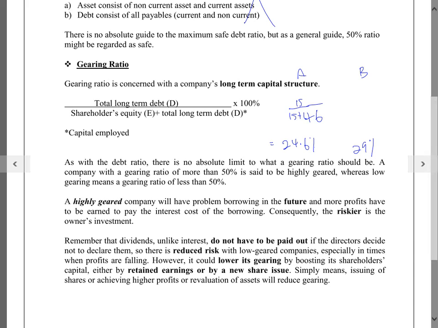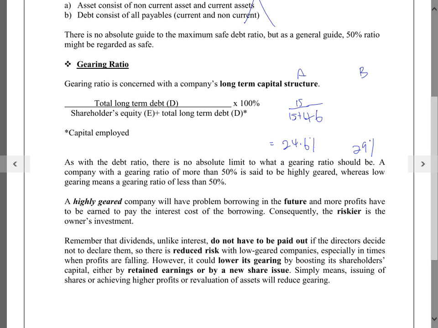So both are to calculate the level of debt. Of course B is higher than A. If you are comparing in terms of different years, it means the debt level has increased. But in this case it's a different company, which means company B is higher. By right, the financial risk is higher. Overall, 29% is considered highly geared.